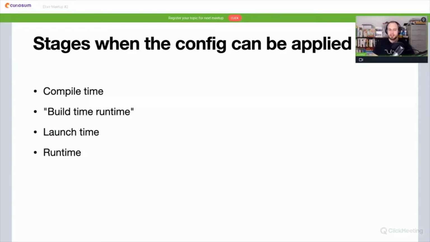Then we have launch time, which is something that I came up with. It is the time when we are launching our application. When our application's start callback function is running, we read the configuration, store it into some variables, and then just ignore that the configuration ever existed. And the last thing is runtime. Each time we run a function, we check the application configuration for changed values.